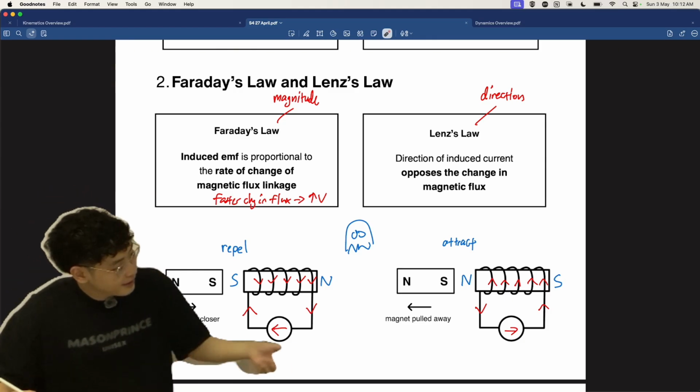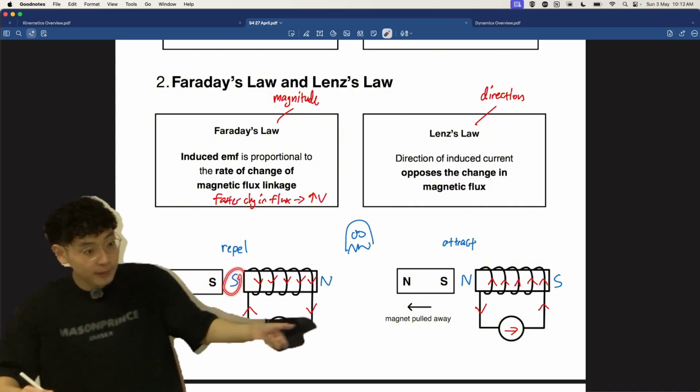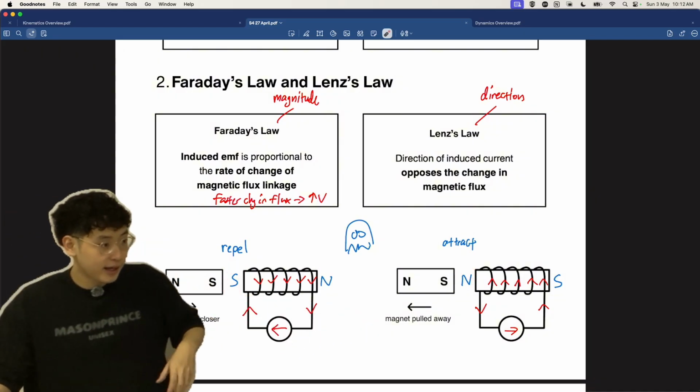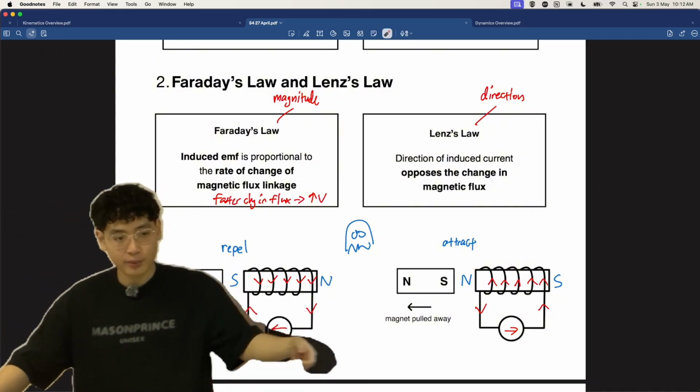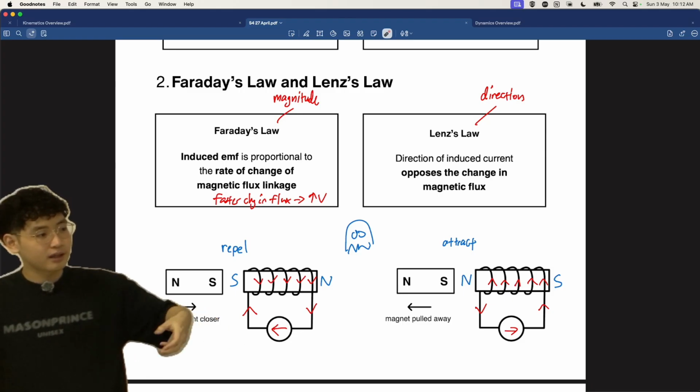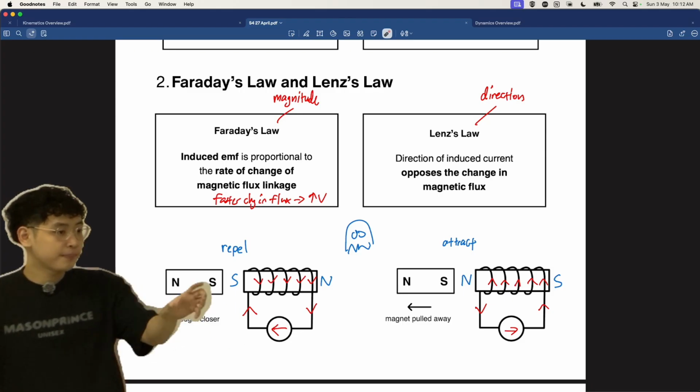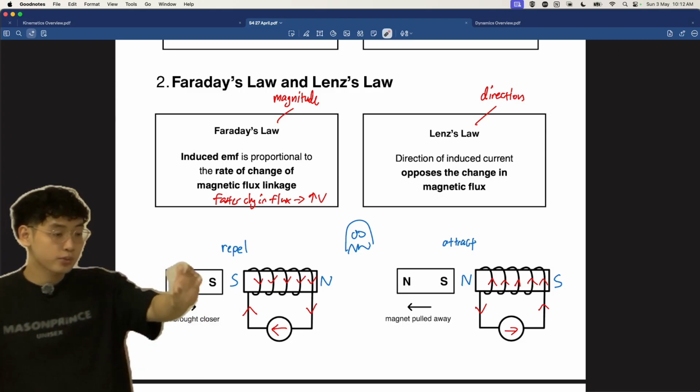Okay, so when I push in, the magnet is a south pole, right? When I pull away the magnet, it's a north pole. What's going to happen when I keep pushing and pulling it away? Yeah, the poles will keep changing, right?